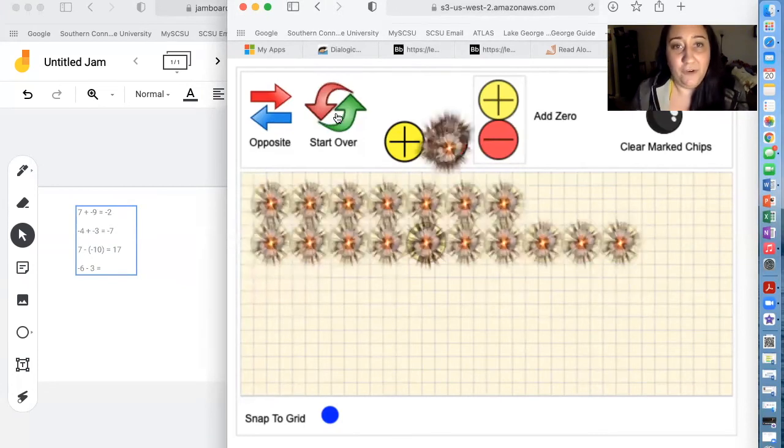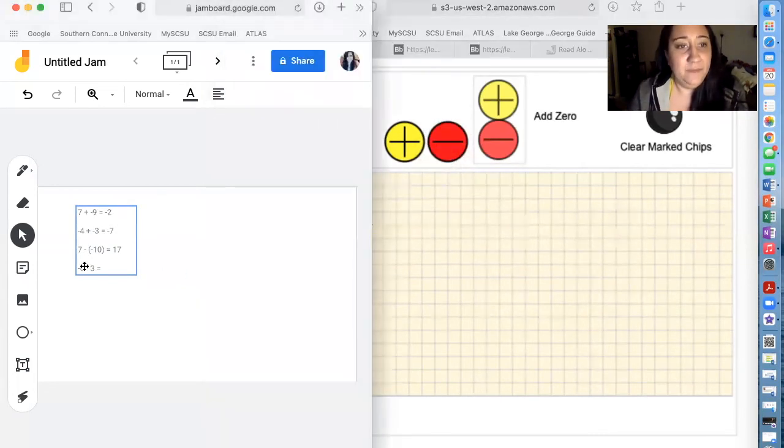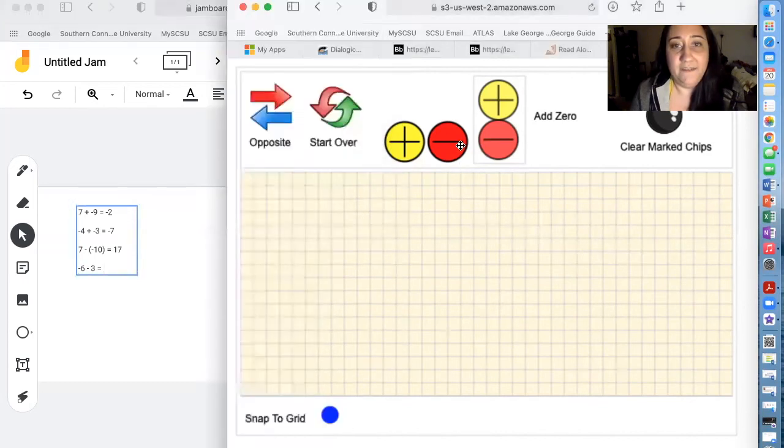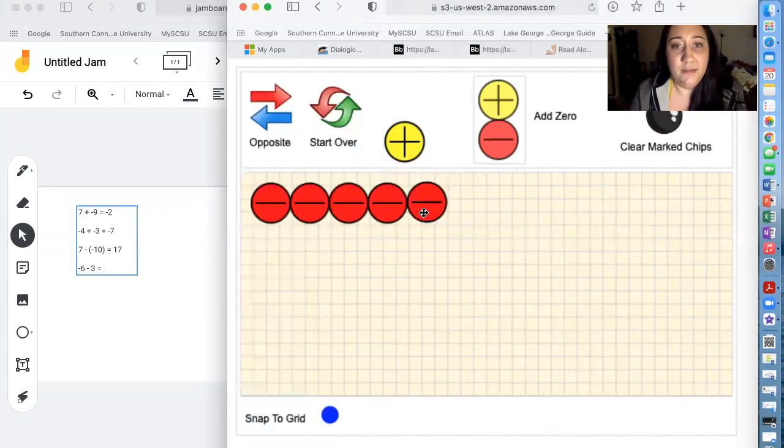So I'm going to start over, erase all my chips. We're going to do negative 6 minus 3. So let's put our starting number, negative 6. We'll do 6 red chips. All right, so we have our 6 red chips showing negative 6, and we need to subtract positive 3, but we don't have any positives right now.